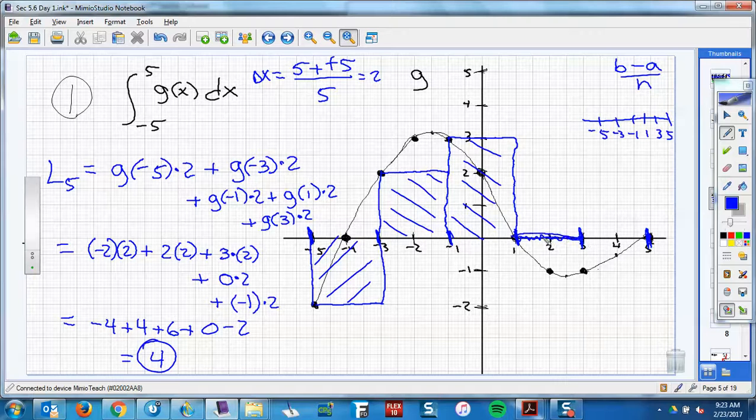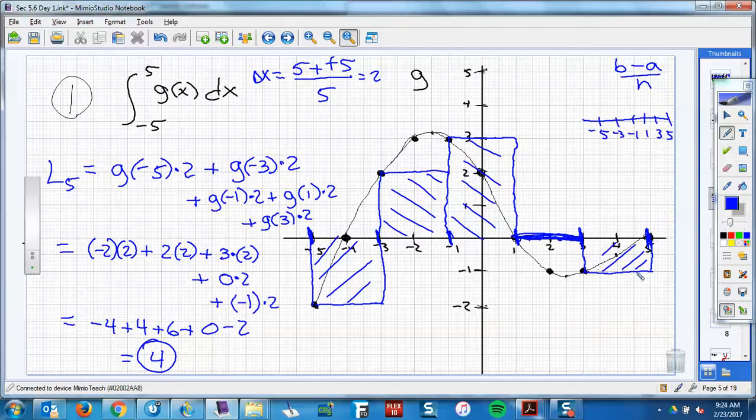That's just 0, right? There's no area there. And then at 3, we go down to the curve and across all the way to 5. And there is that area. So those 5 blue rectangles, notice, and this is what I like about writing it out down here, this represents my 5 blue rectangles. First one's -4, second one is 4, next one is 6, it sure looks like it, the next one was 0, and then the last one was -2.